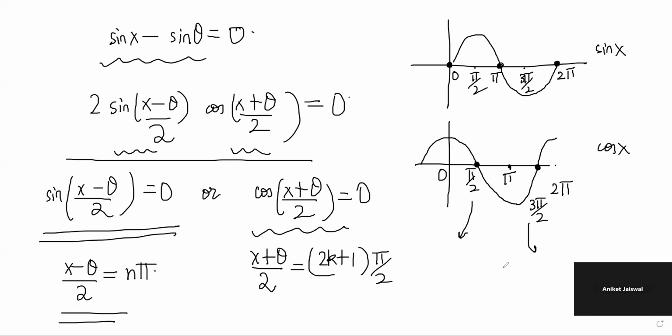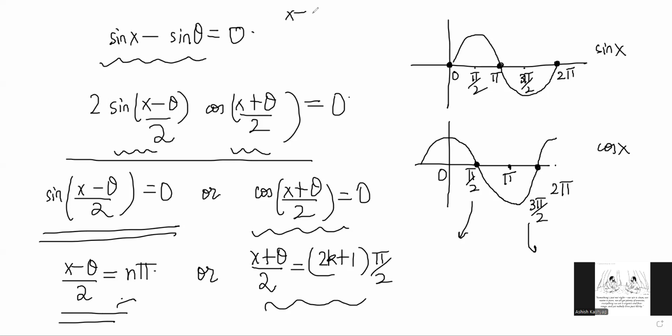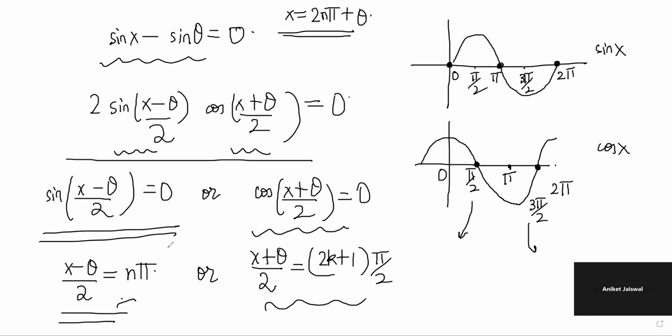Right? So from here, now we will solve for x, and it could be either of the two cases. Multiplying by 2, you will get x is equal to 2n pi plus theta from the first case. And from the second case, we are getting x is equal to (2k plus 1) pi minus theta, right?